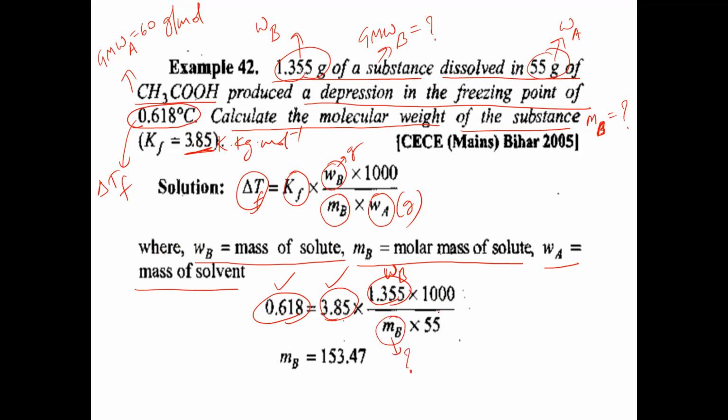Gram molecular weight, 1000 by weight of solvent. How many grams of solvent is given? 55 grams. From this we get gram molecular weight equal to 153.47 grams per mole. So it is the gram molecular weight of solute. In this way we have to get the gram molecular weight of given solute. What is the main purpose of these colligative properties? To determine the gram molecular weight of a given non-volatile solute.